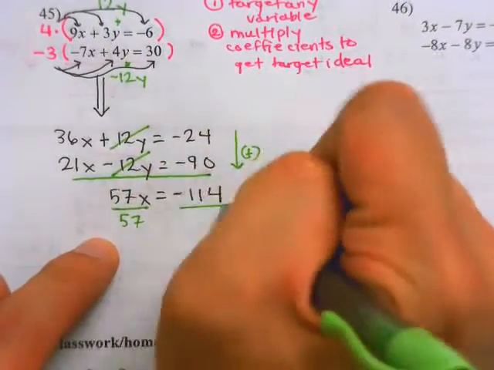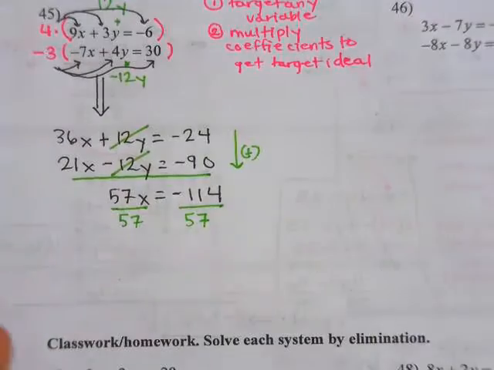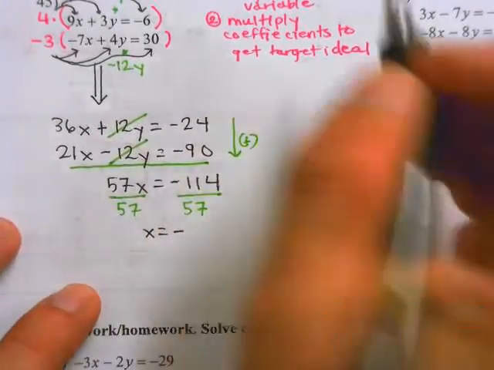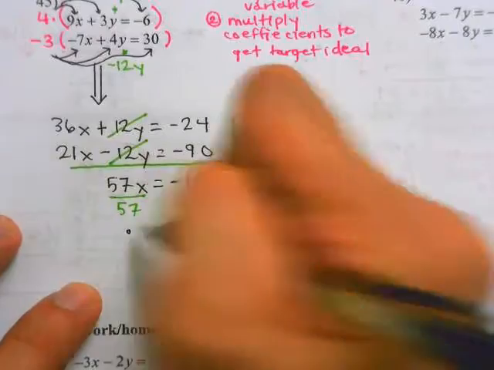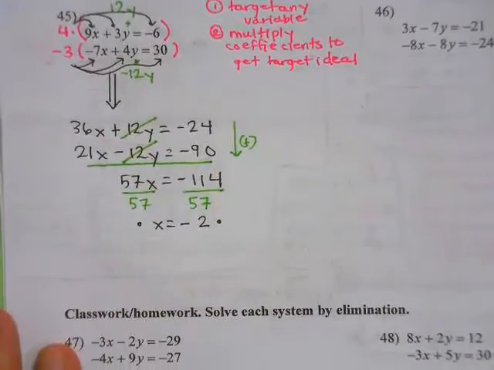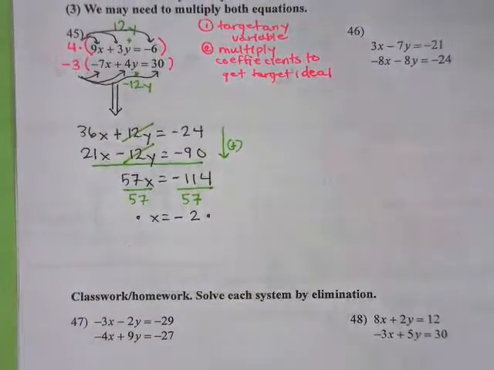Yeah, we got big numbers, but the steps are the same. Negative 114 divided by 57 is negative 2, thank you. We'll just put that in there and there.